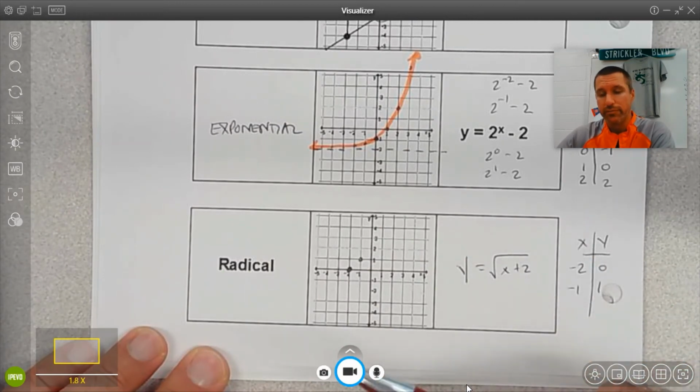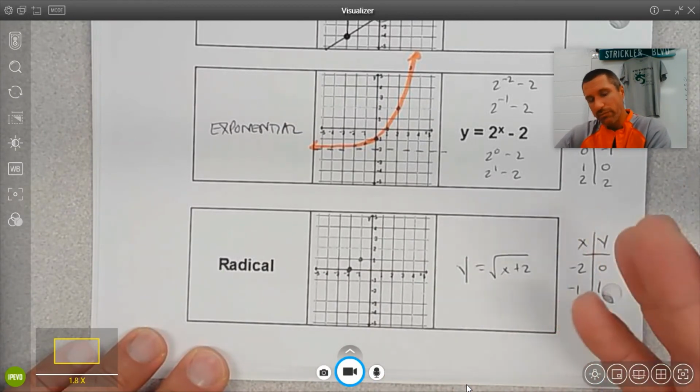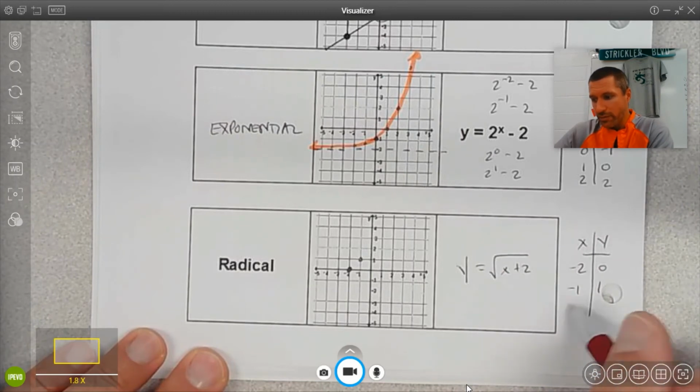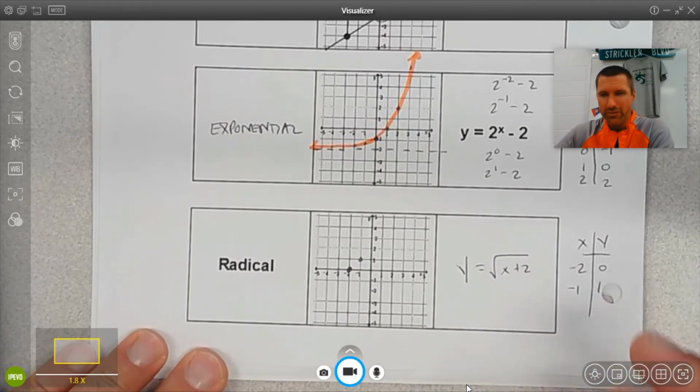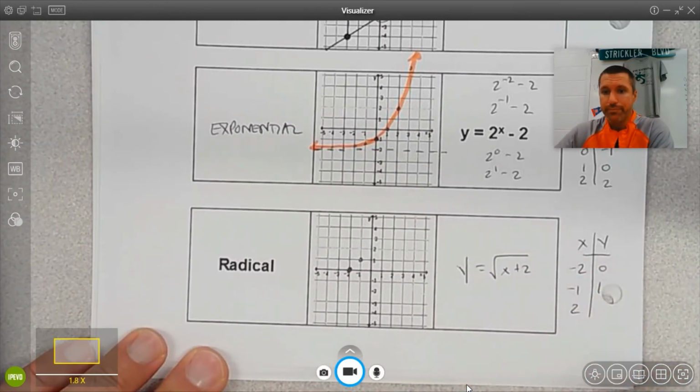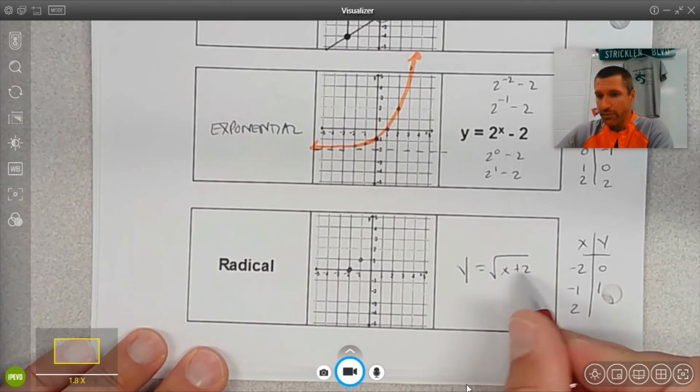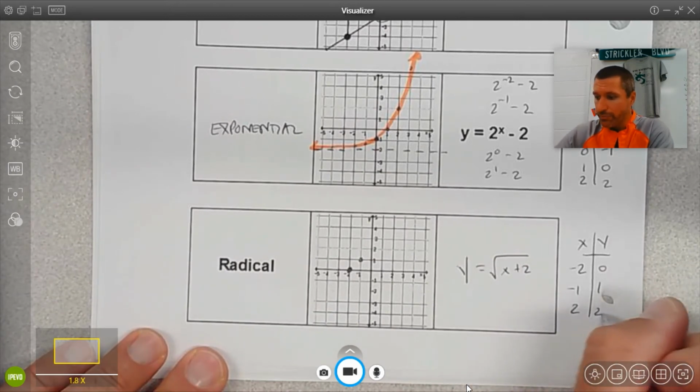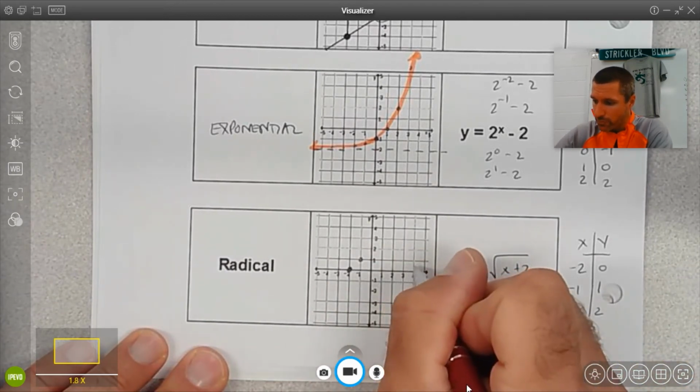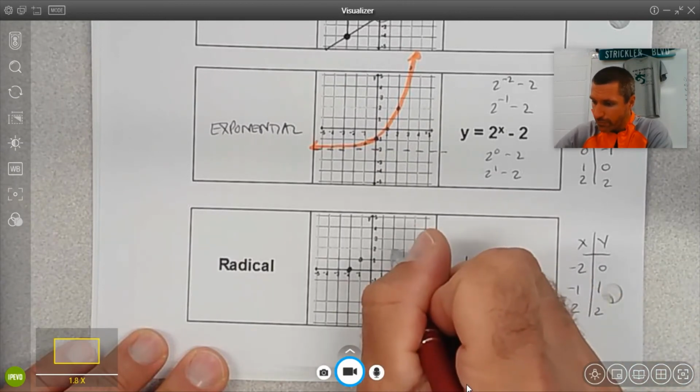Now we want to be kind of wise as to what we want to plug in. If you plug in 0, 0 plus 2 is 2, and radical 2 is crazy, so probably not the best thing to graph. So we'll skip over 0, skip over 1, and we'll go straight to 2, because 2 plus 2 is 4, and the square root of 4 is 2. So we plugged in 2, and we got 2.